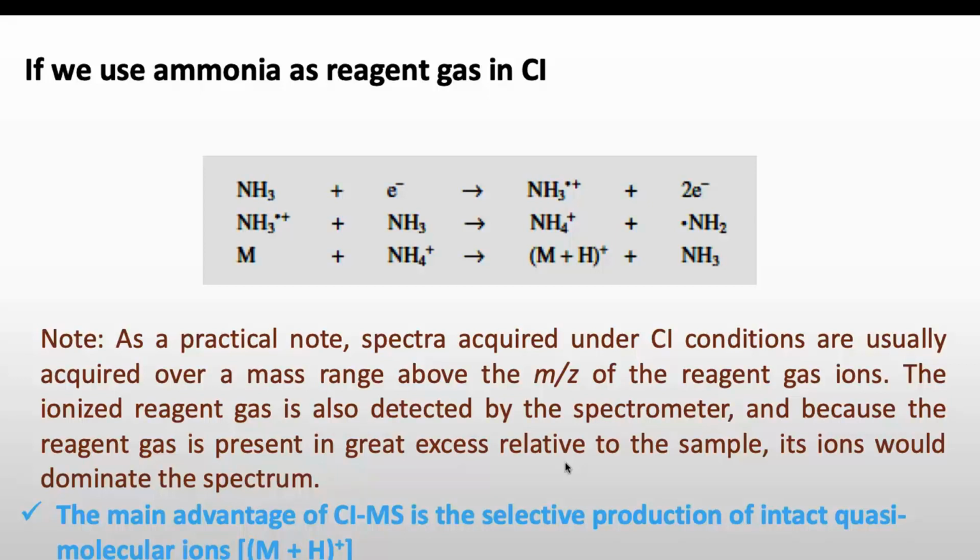So the main advantage of CIMS is the selective production of intact quasi-molecular ions, that is M+H, meaning you will get the mass of your molecule instead of fragments of your molecule, which was the disadvantage of the EIMS method.